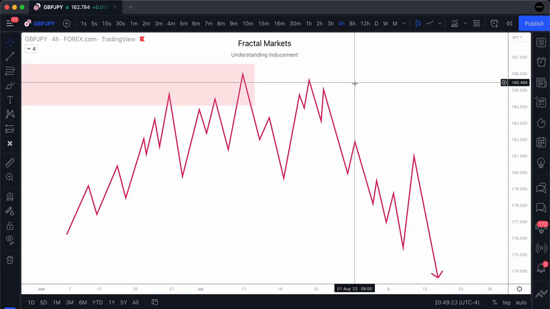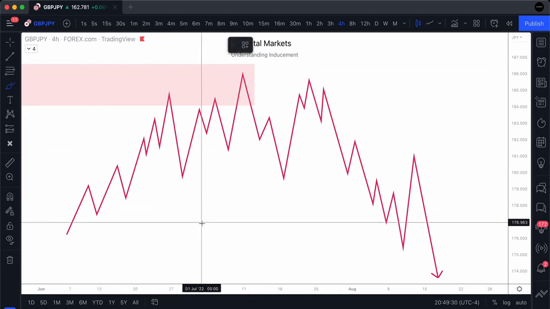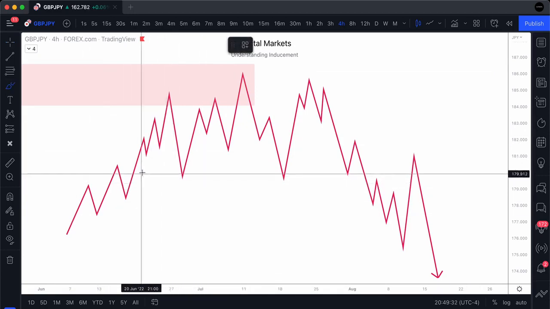And yeah, let's start with inducement. I think it's one of the most important ones. So let me just grab my drawing tool. So essentially what I look for, there's three main types.